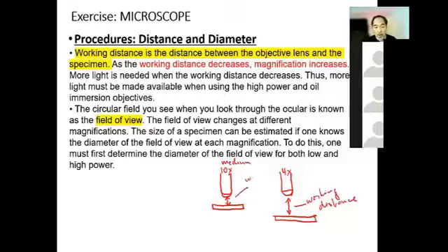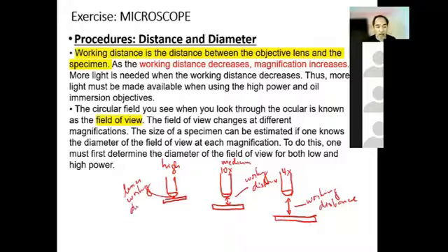Now, if I ask you to move to the high power, this is the objective lens, and the slide is here. When I ask you to visually look at the letter E, and now it's clear, the working distance is lesser. So that is what's happening with the different working distances of the different magnifications.